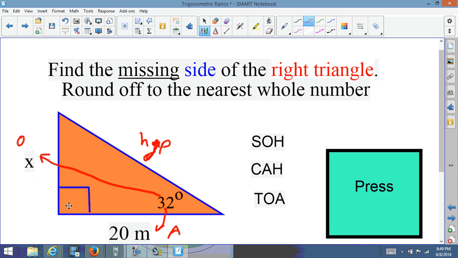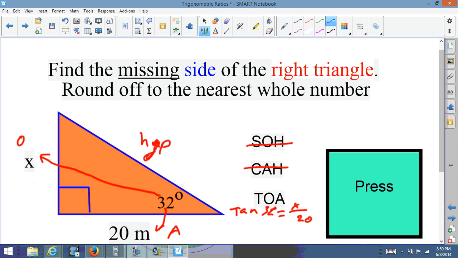I notice there is no hypotenuse. Since there is no hypotenuse, I'm going to cross out the ones that have a hypotenuse because I cannot use them. I need 2 parts to solve it. So I'm going to use the tan of 32 degrees, and that's going to equal the opposite, x, over the 20 adjacent.